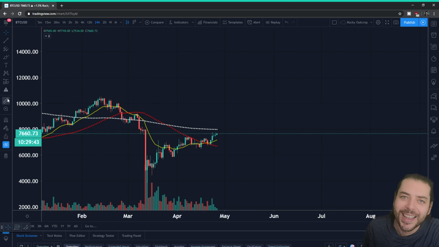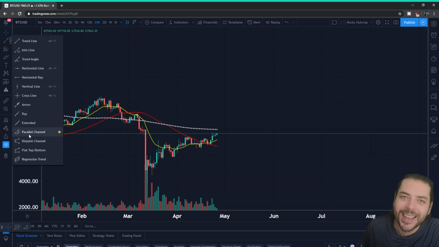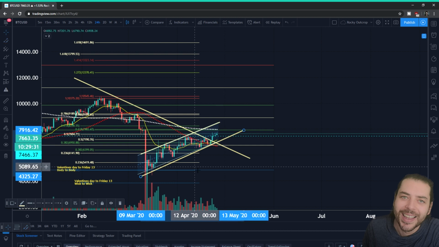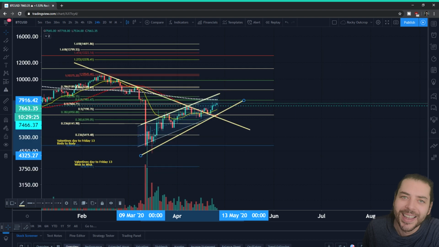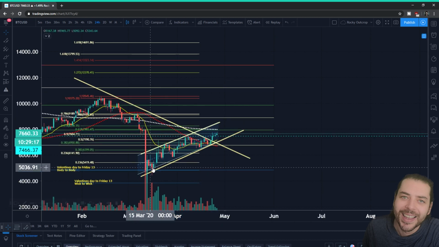and you draw that in, say you use an actual parallel channel tool here, and you do something like that, then you end up with a channel. That's all great, but as soon as you go between logarithmic and linear, the channel's position on the charts will change slightly, and the price action in relation to it will change slightly, but overall it still remains a parallel channel.